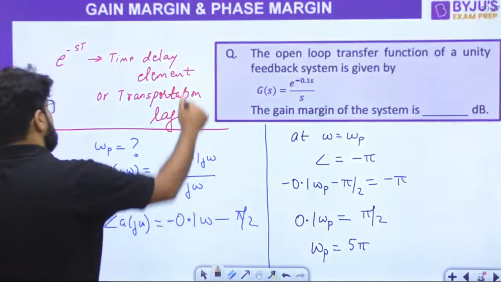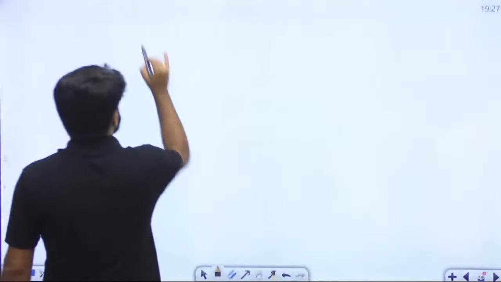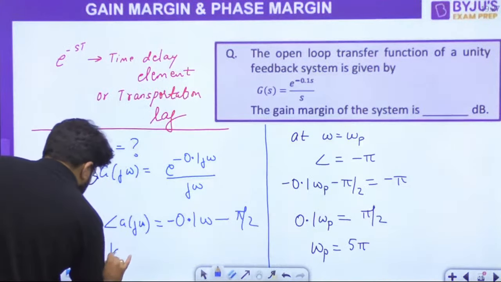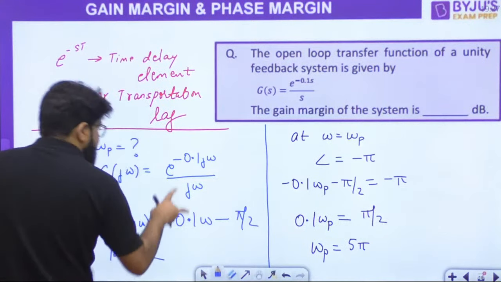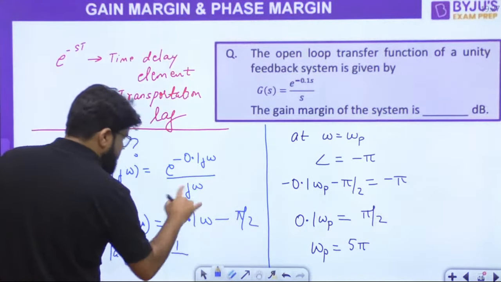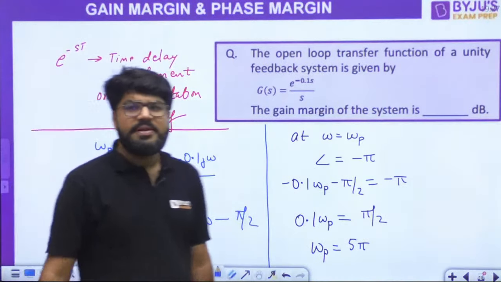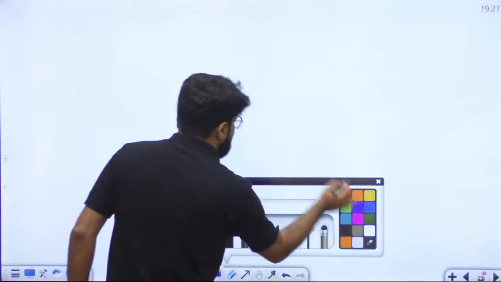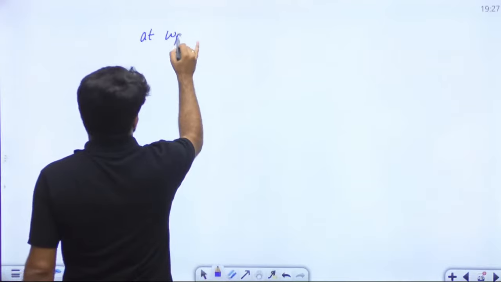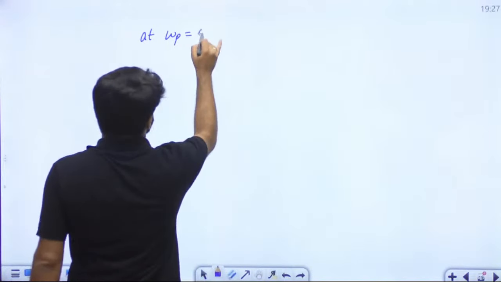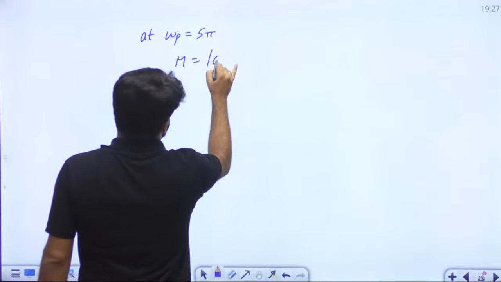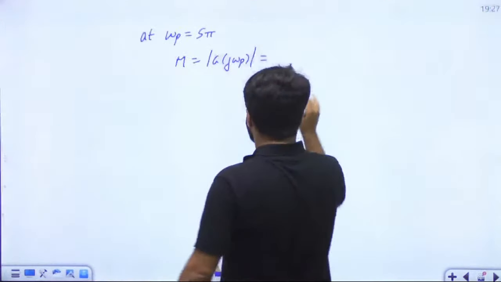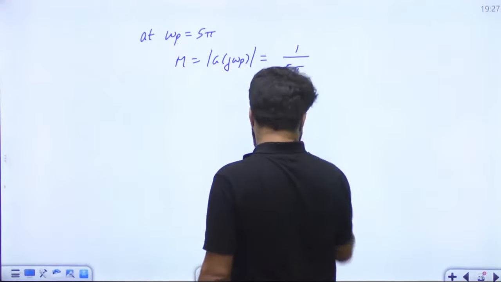Now what is the gain margin? So what is the modulus of G(j omega)? See, let us write its modulus here too. Every time, the mod of e power j theta is 1. J omega mod is omega, right? E power j theta magnitude is 1, under root cos square theta plus sin square theta. So at omega p, which is 5 pi, what is the magnitude? Mod of G(j omega p) is 1 by omega, that is 1 upon 5 pi.